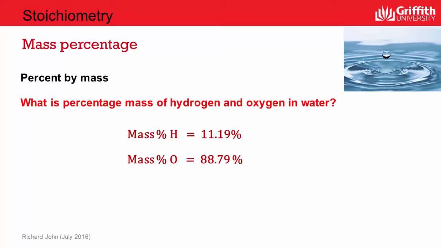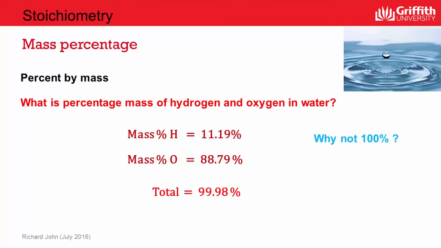88.79%. Now that's interesting because there are actually 2 atoms of hydrogen for every 1 atom of oxygen, and yet the mass percentage of oxygen is so much higher. And of course that's because the mass of oxygen atoms is about 16 times more massive than the mass of a hydrogen atom. When we add these 2 numbers together, we get a total of 99.98%.